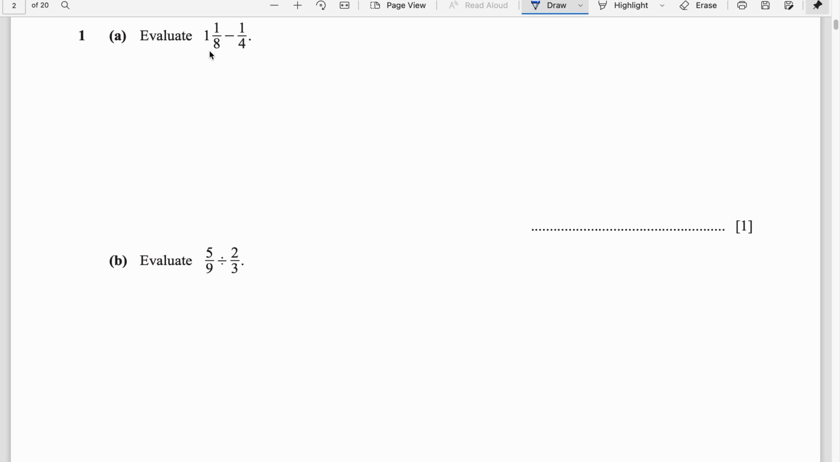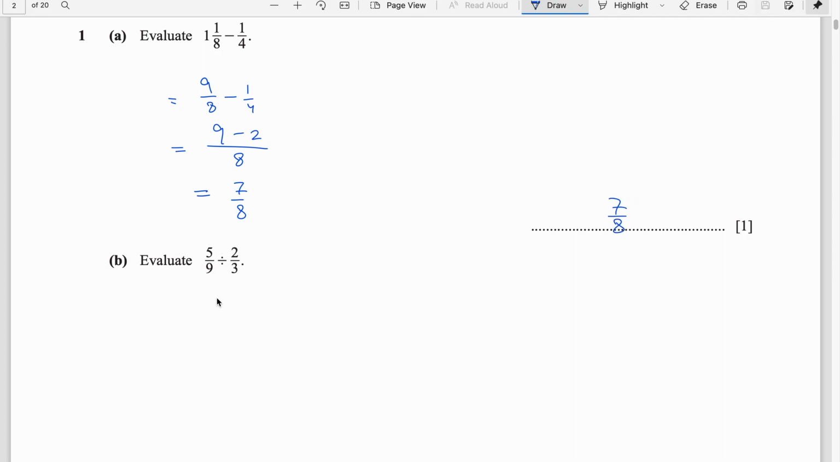Question number 1. Evaluate 1 whole 1 by 8 minus 1 by 4. So 8 times 1 is 8, plus 1 is 9, 9 by 8 minus 1 by 4. LCM is 8. 8 divided by 8 is 1, 1 times 9. 8 divided by 4 is 2, 2 times 1, so 9 minus 2 is 7 by 8.